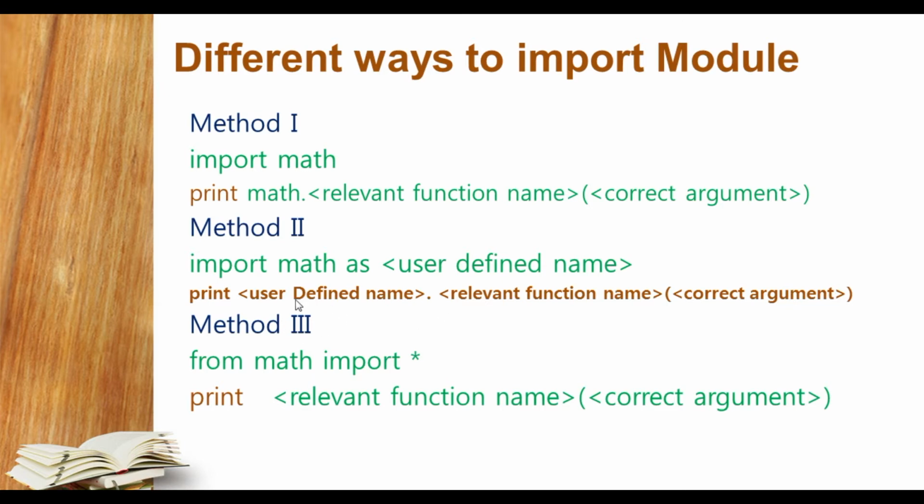And method three, in this we are going to import without using an alias name or without using the module name. So from math import star. Here we directly type the relevant function name, and within round brackets the correct argument, and close the round bracket. I think, students, we have done this particular exercise in a video. You can check that video.